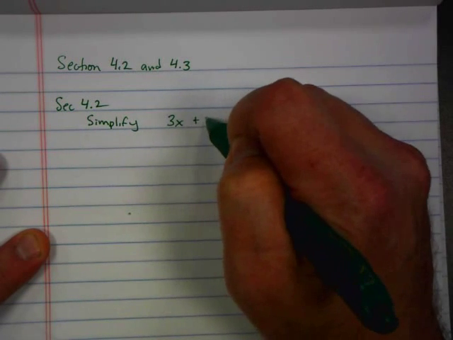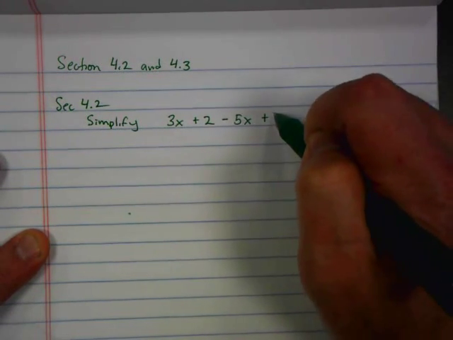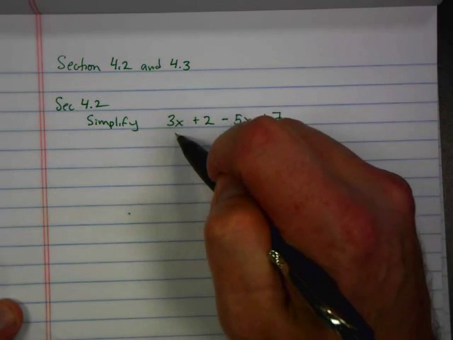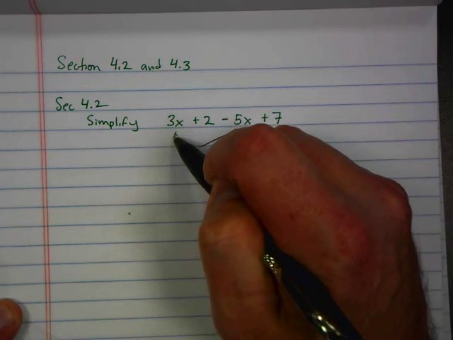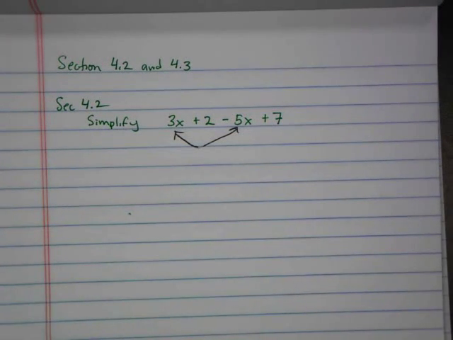3x plus 2 minus 5x plus 7. How do you simplify something like that? What was it? You combine the like terms. And what are your like terms? 3x. All right, you've got a 3x and you've got a minus 5x. So you put those together. What do you get when you put together a 3x and a minus 5x? Negative 2x.